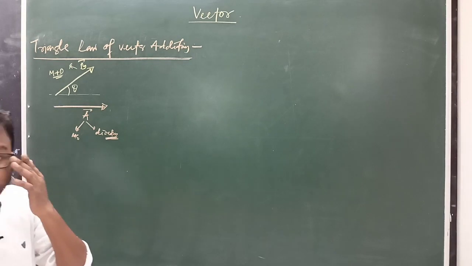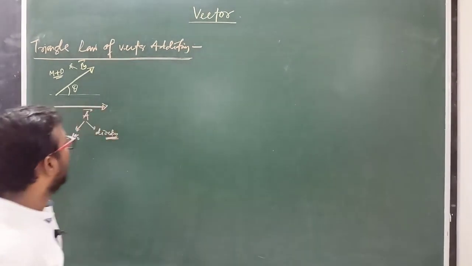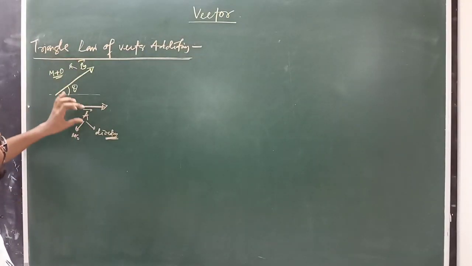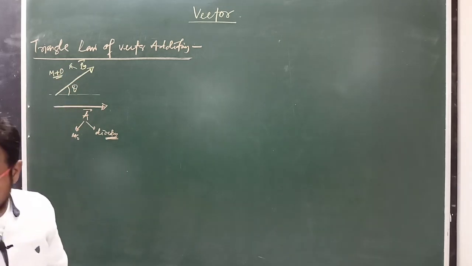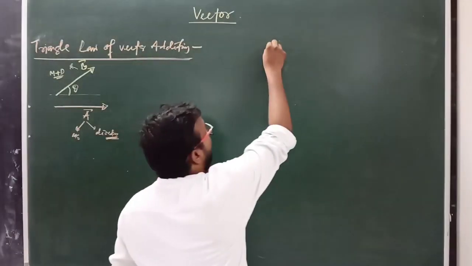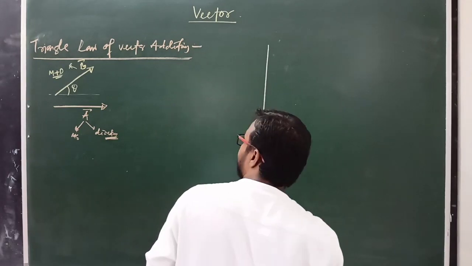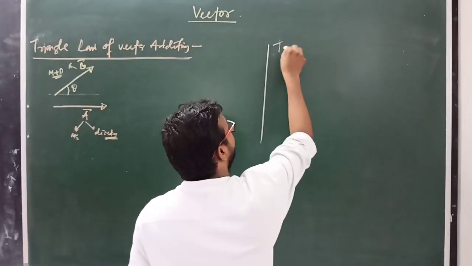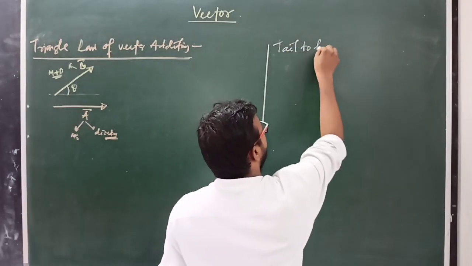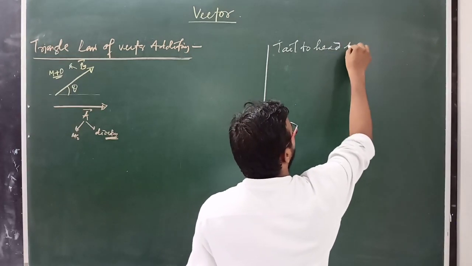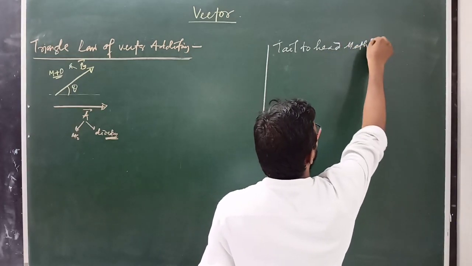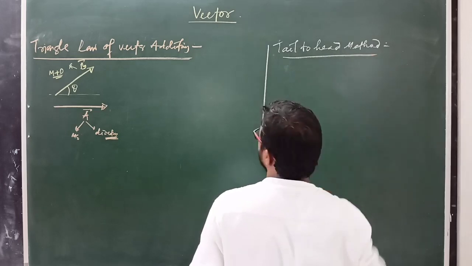Then we have to find the resultant vector of the sum of vector A and vector B. There is another method you can remember. This method is known as the tail to head method. So what is the tail to head method?